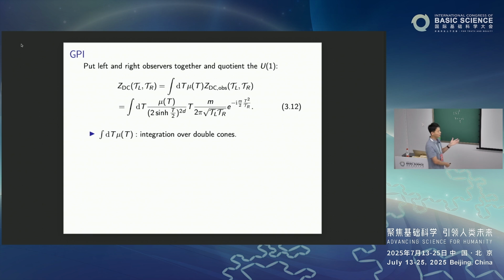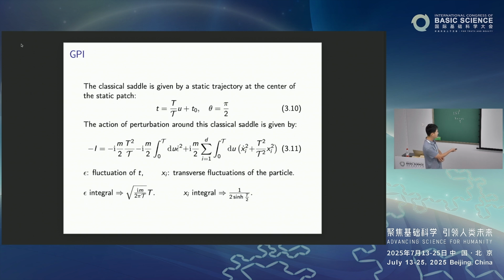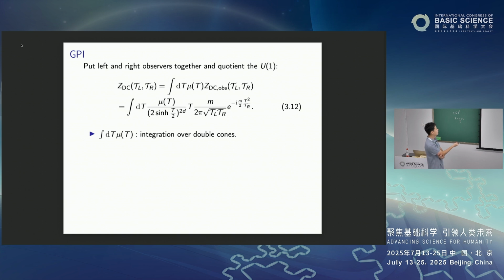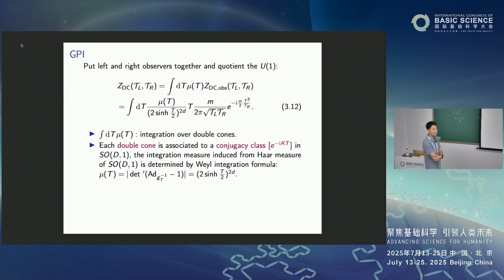So if we put the left and right observers together and quotient the U(1), that gets rid of one factor of t. So that gives you this quantity, this patching function. Now we need to sum over all the double cone geometries, where this mu of t is some unknown measure associated with the integration over the double cone. So our next job is to determine this mu of t. The curly T is a clock time.